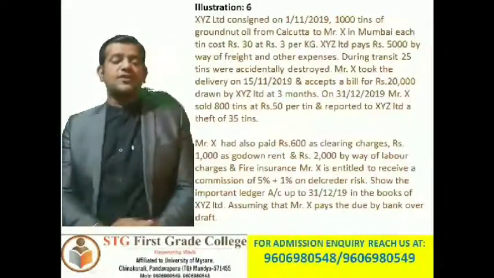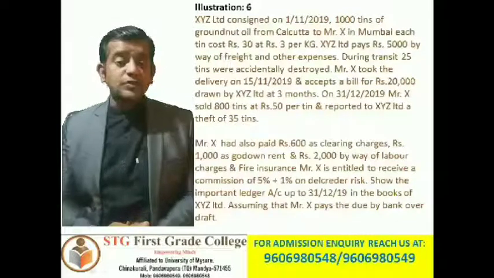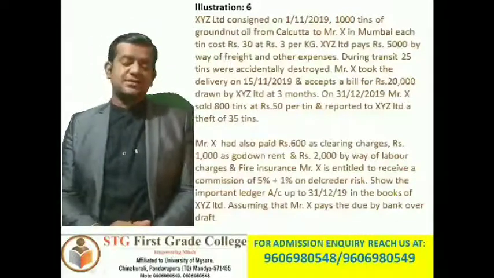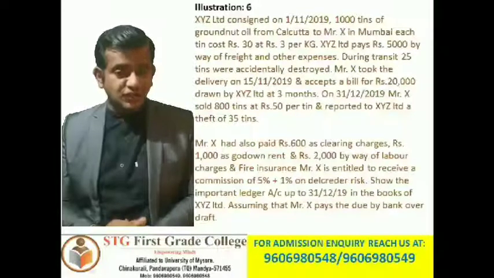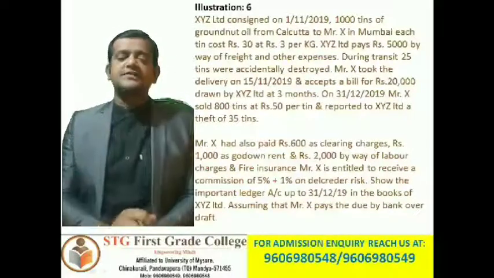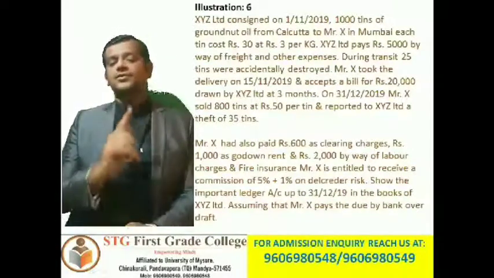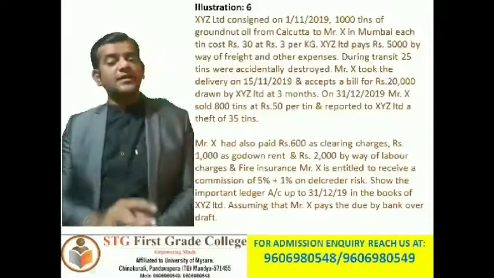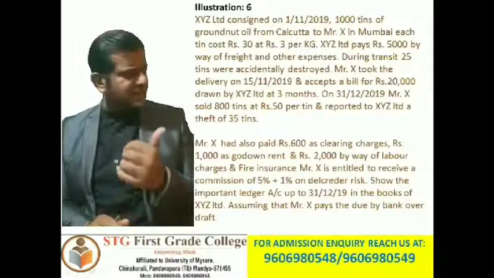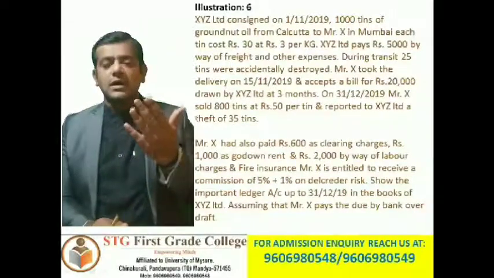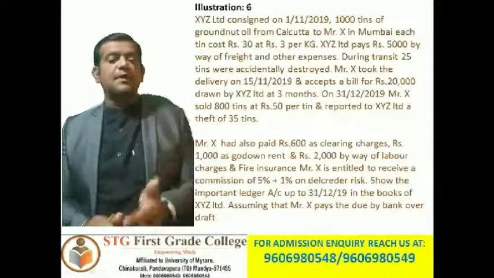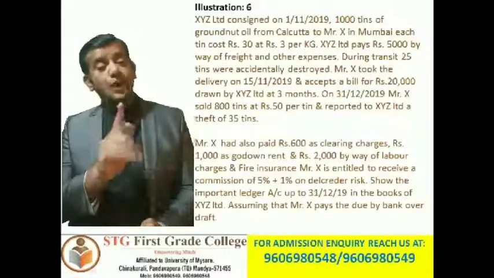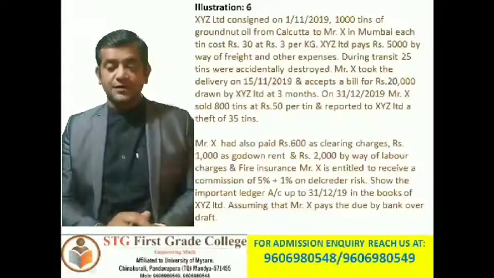So let us move further. Mr. X had also paid rupees 600 as clearing charges, rupees 1,000 as godown rent, and rupees 2,000 by way of labor charges, and fire insurance. Mr. X is entitled to receive a commission of 5% plus 1% on del credere risk.